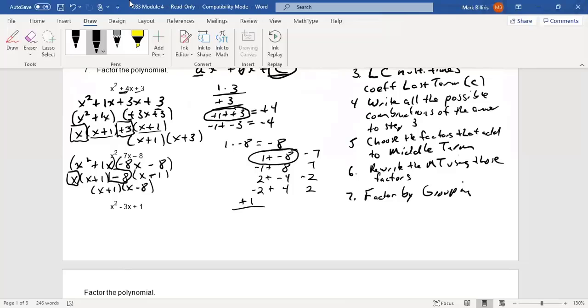Next, I'm going to write all the combinations to get a positive 1. So I can get that by multiplying 1 times 1 or negative 1 times negative 1. So next, I'm going to see which of these two add to give me the middle term. So 1 plus 1 is 2. Negative 1 plus negative 1 is negative 2. Okay, so now there's a problem. Neither one of these two add to give me a negative 3. If that happens, then that means this polynomial is not factorable. Or we call it prime.